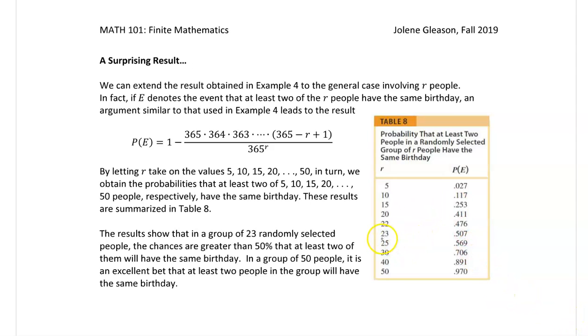If you look at this table, here's the number of people. This is what we calculated first: with 5 people, there was only about a 2% chance that any two share a birthday. As the number of people increases, the probability increases. The more people you have, the more likely it is that 2 people will share a birthday, but it increases a lot quicker than you would expect. It only takes 23 people for there to be a 50-50 chance of 2 people sharing a birthday, which is really interesting. And if you have only 50 people, you have a 97% chance that 2 people will share a birthday. So that's really interesting.